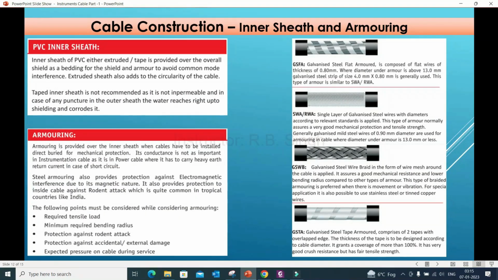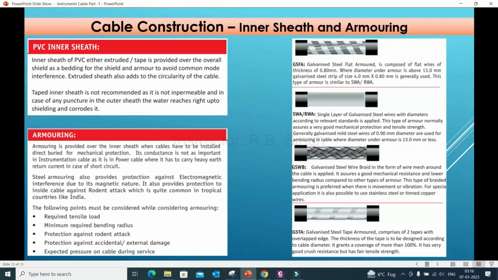It is PVC, either extruded or taped, to provide the bedding for the overall shield and armor, to avoid common mode interference. Extruded sheath also adds to the circularity of the cables. Taped inner sheath is not recommended as it is not impermeable, and in case of any puncture in the outer sheath, the water reaches up to the sheathing and corrodes it.